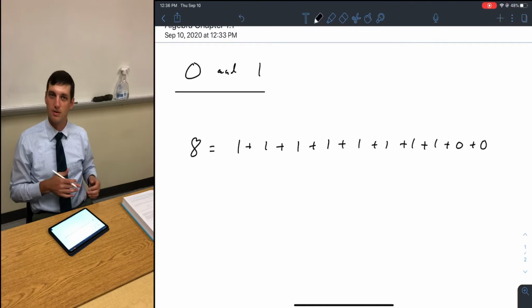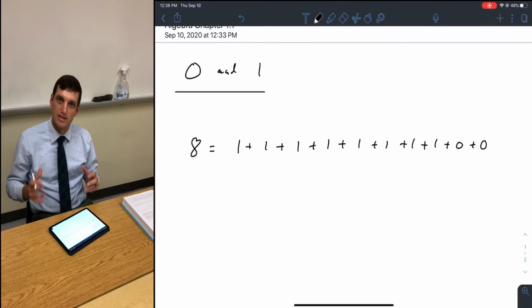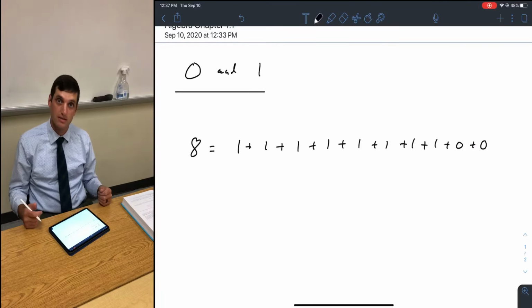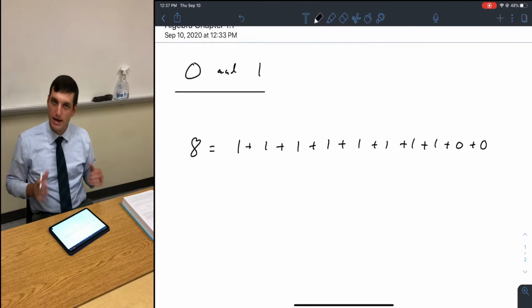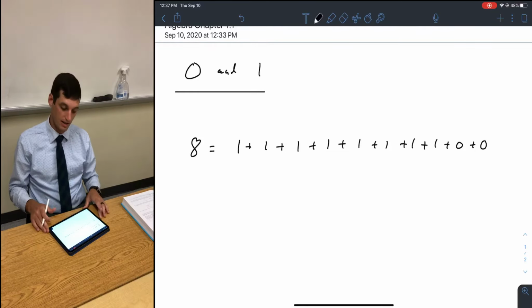Now we'll get into why that works later. But any number can be broken down into ones and zeros. Not every number can be broken down into 8s. 4 can't be broken down into 8s. 5 can't be broken down into 8s. So we can't break any number down into 8s, but we can break any number down into 1s or 0s.